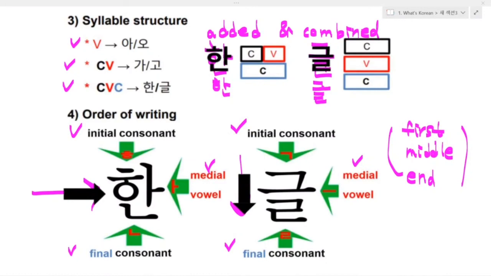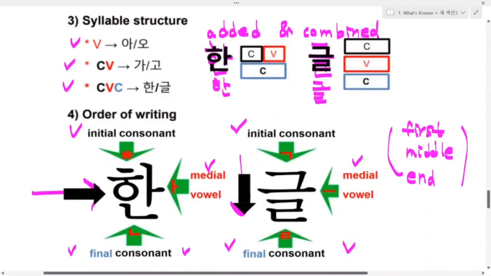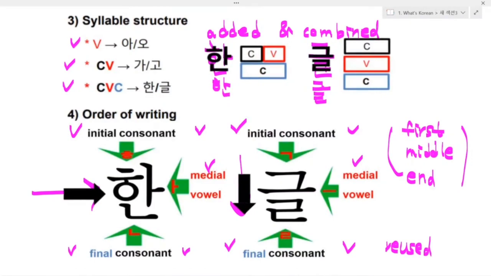In this case, the final consonant is not usually newly made, but the consonant used for the initial consonant is reused. Okay, good. This Hangul is an intentional invention. Have you thought about how you would make letters if you were King Sejong? Hangul is more interesting if you know the principles.